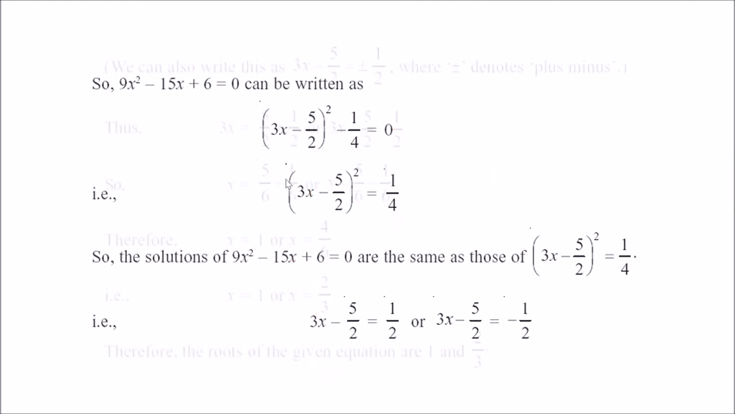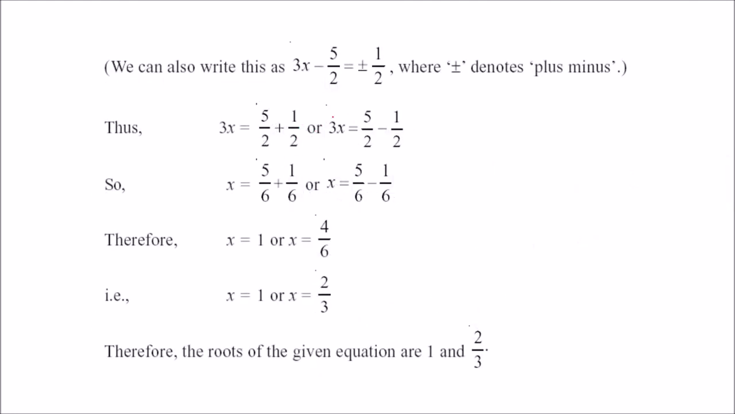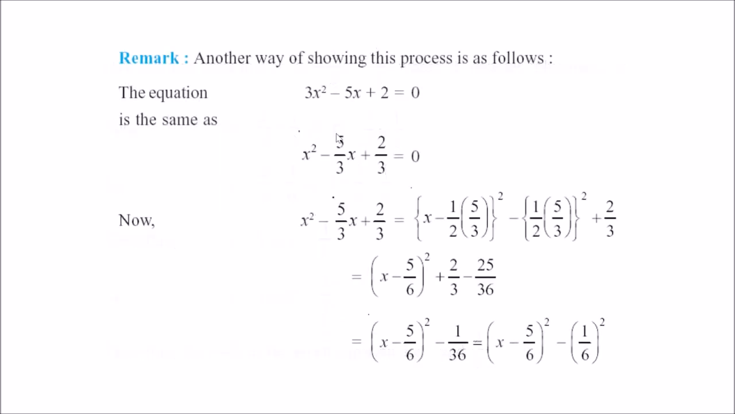So first, at first go, we get x equal to 1, and the second time we get x equal to 4 by 6, that is nothing but 2 by 3. There is another process also if you want to solve. If you are interested in not multiplying, then you can divide the whole by 3. So you get x square minus 5 by 3 x plus 2 by 3.